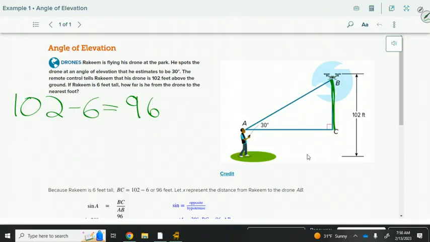So again, we're taking what we know from the triangle and from the information from the paragraph, and then we're finding out the length of a certain side. So again, we take the 102 feet and we subtract 6 feet from it to get the side of BC, which again is going to be 96. So I'm going to go ahead and write 96 right there, just so that we have something to look back on.